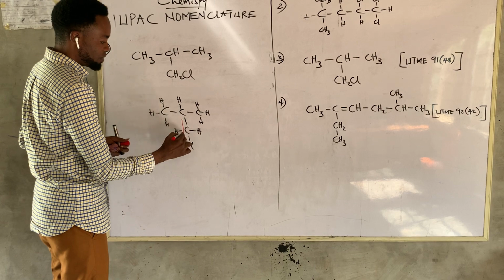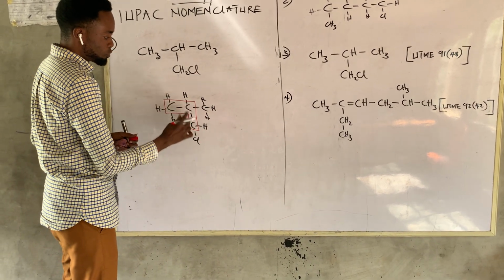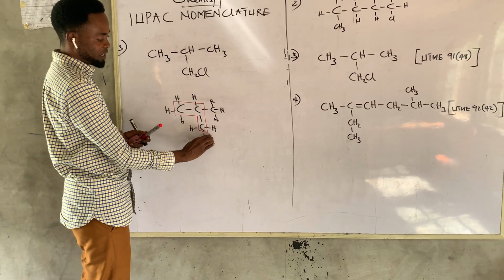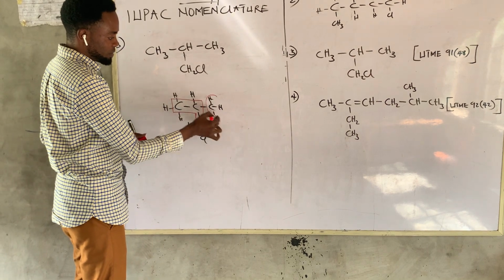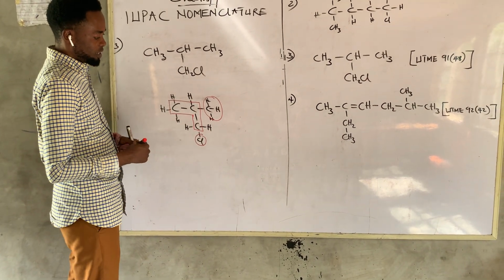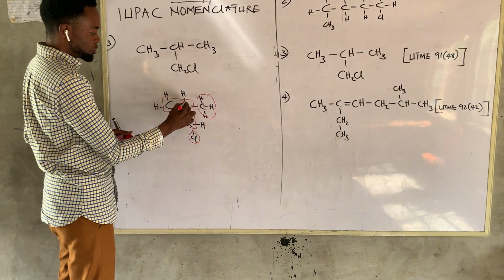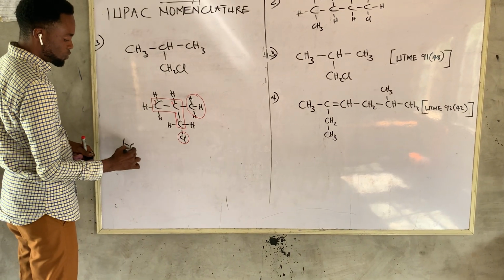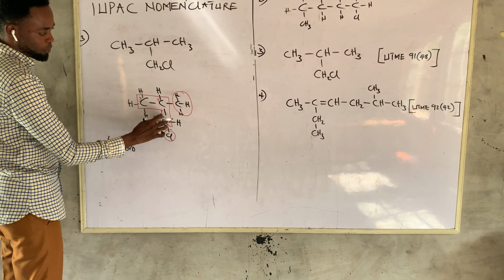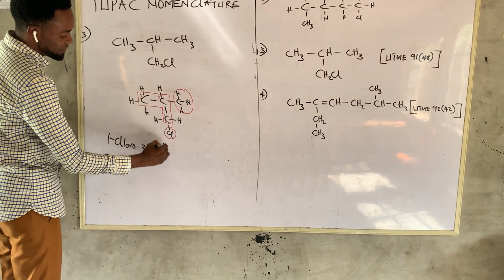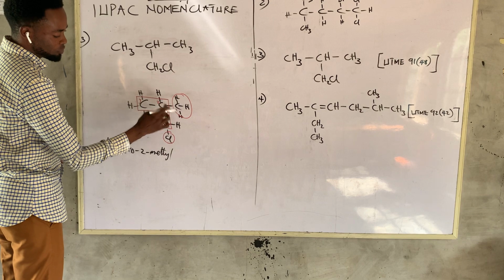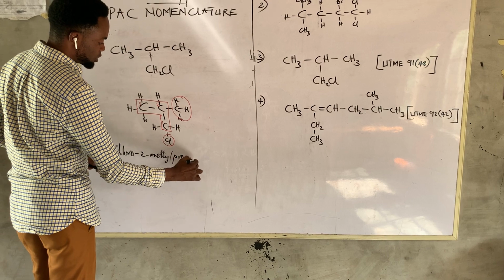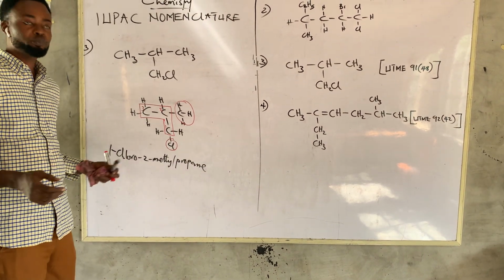So from here, I pick my longest chain. I could go this way too, it's still the same. Remember this first branching; we have 2 branches here, 1 and 1. So with this, I'll be having 1, 2, 3. This makes the name easy. So I have 1-chloro, because of this chlorine on carbon 1, 2-methyl, this methyl is on carbon 2, then there are 3 carbons here, so 2-methyl propane. 3 carbon is propane. So it's as simple as this.